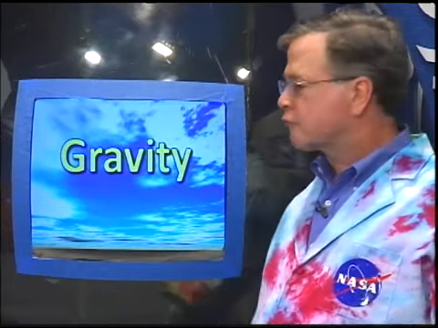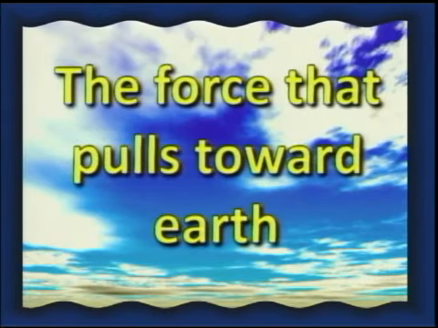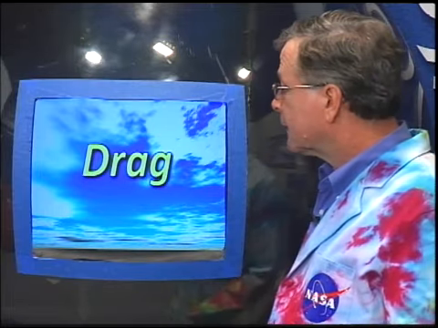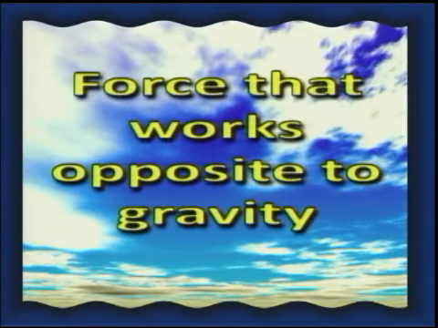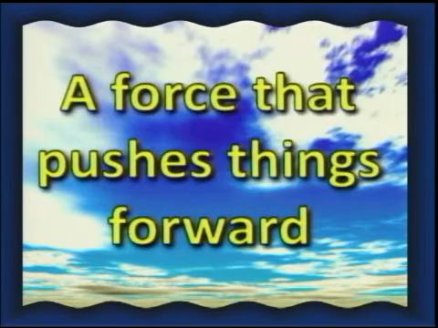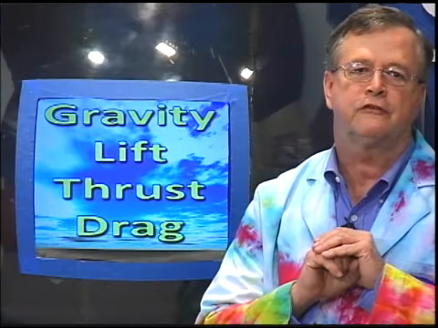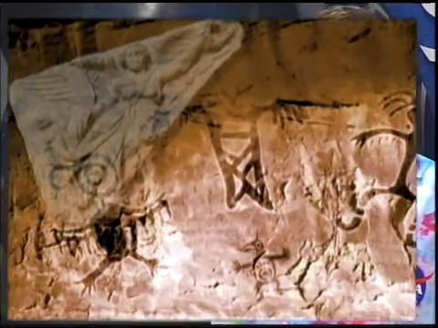The first force is gravity. That's the force that pulls us down towards the Earth. Our next force is drag. That's a force that opposes the motion of an object through the air. Our next force is lift. That's the force that works opposite to gravity. And thrust is our final force. That's the force that pushes things forward through the air. Now, these are the 4 forces that you need to understand to appreciate how animals and humans and insects are able to fly. Let's take a look at how it all started.